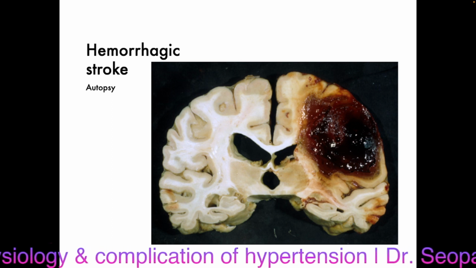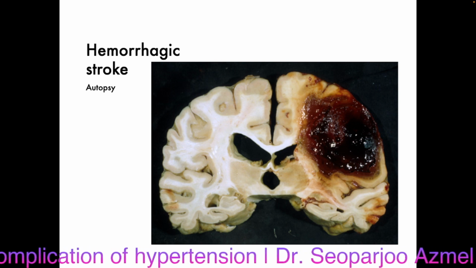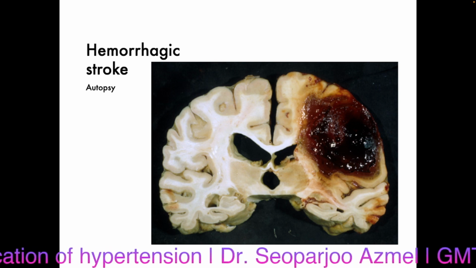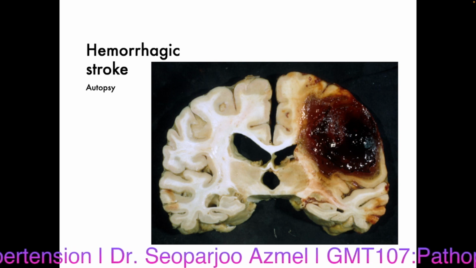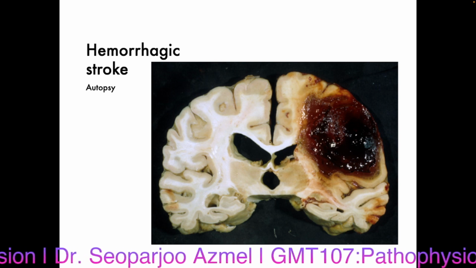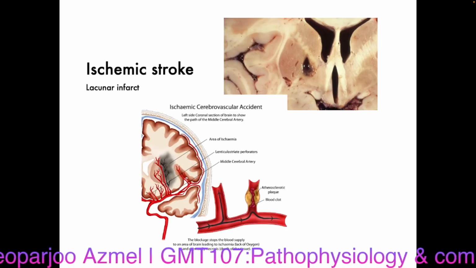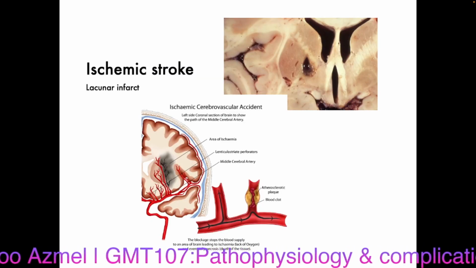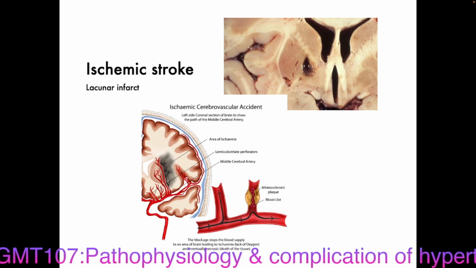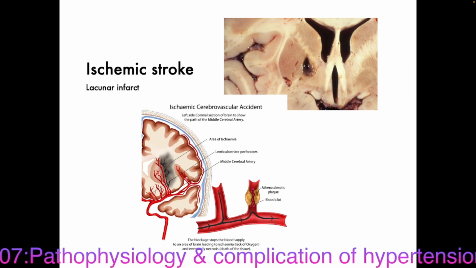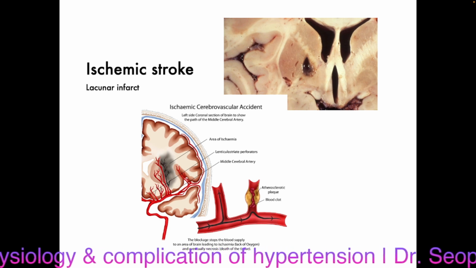So it can be atherosclerosis, it can be arteriolosclerosis, and when the blood pressure is high enough, sometimes it can rupture these defective vessels that are in the brain and also elsewhere in the body. For the ischemic stroke, the usual part of the vessels that cause ischemic stroke is the lenticulostriate vessels, which arise from the middle cerebral artery.